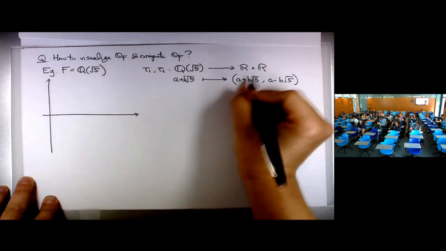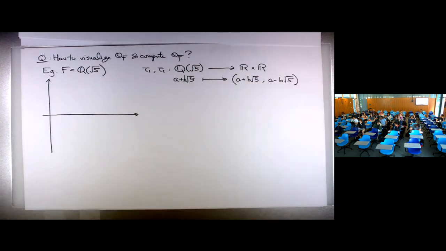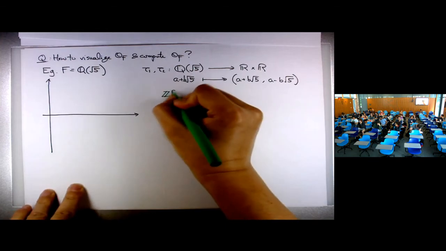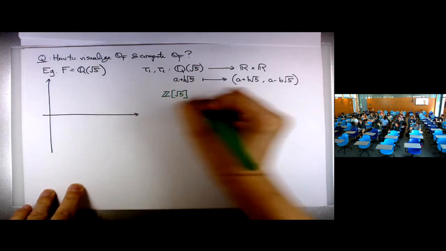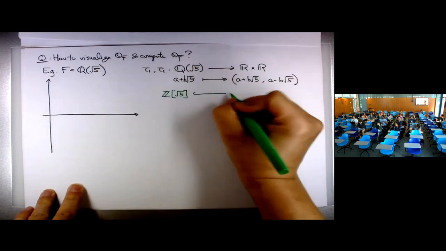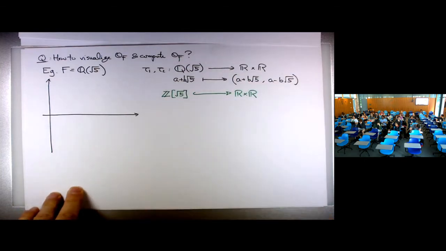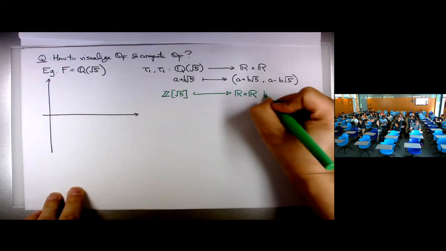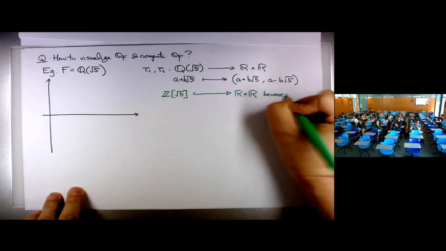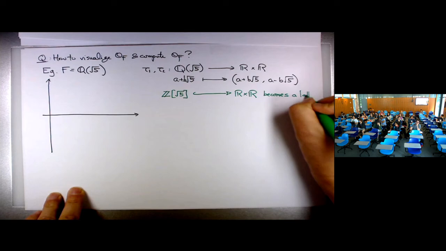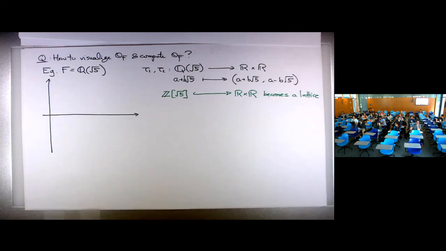So we'll have two coordinates, right? So let's see where, if I take Z adjoin root of 5, using the same embedding into R cross R, I want to say this becomes a lattice. Let's see what it is. Let's see what I mean by this.